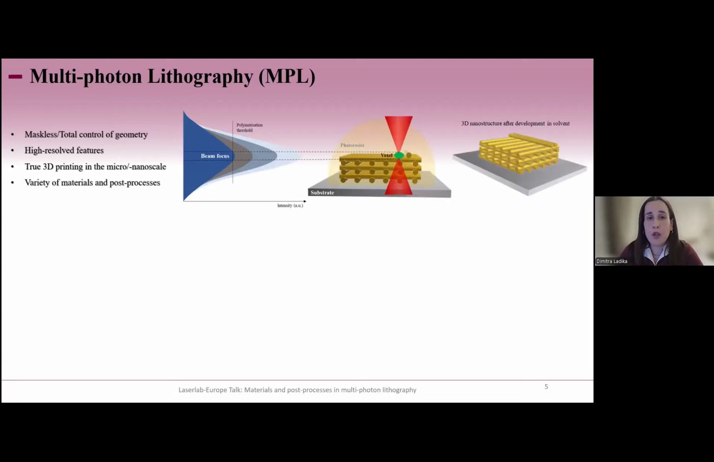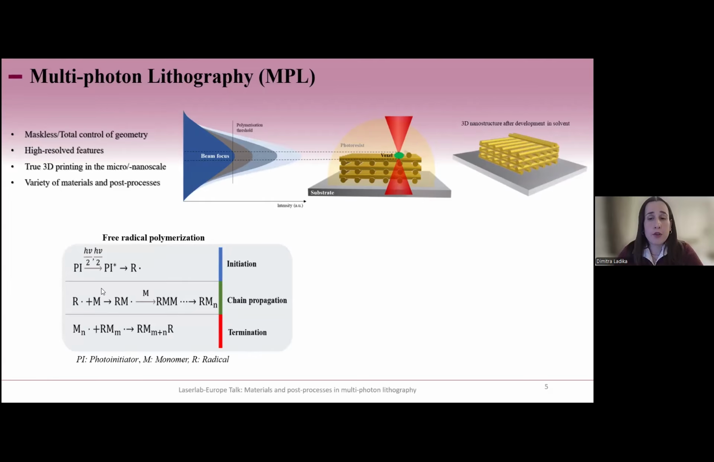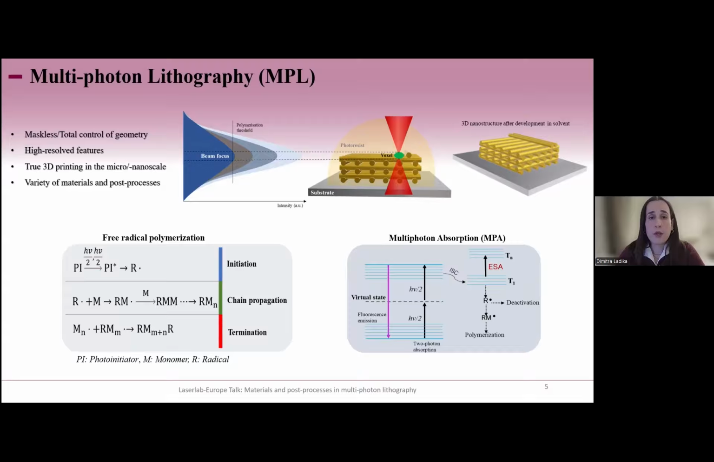A brief introduction to how MPL works: a laser beam is tightly focused inside the photosensitive transparent photoresist, and by point scanning of the photoresist, we allow the fabrication of a true 3D complex structure, which is revealed after the development. The mechanism by which MPL usually works is free radical polymerization, which requires the use of a photosensitive material called photoinitiator, apart from the monomers, in order to initiate the polymerization through the production of radicals, which happens by using a multi-photon absorption process.